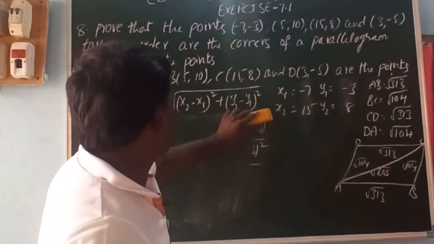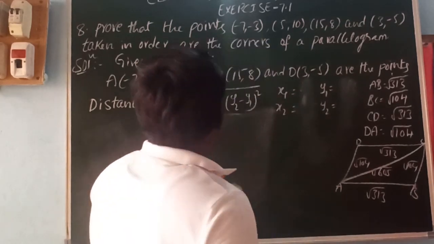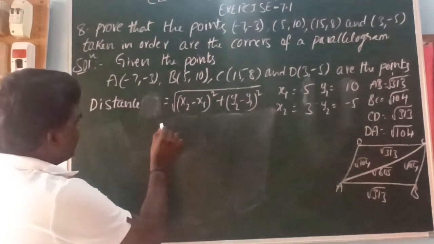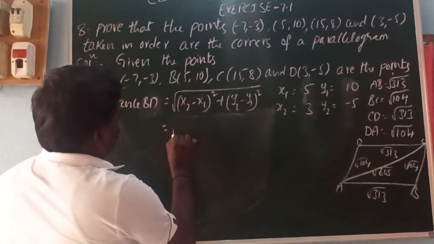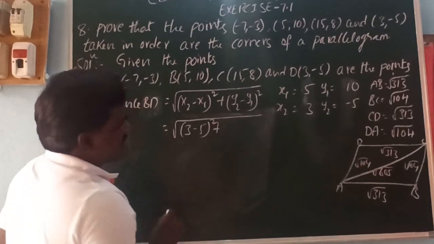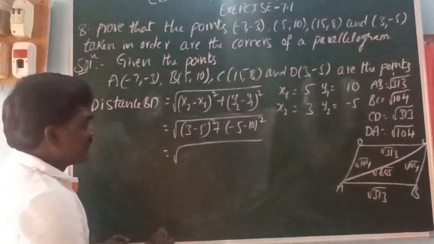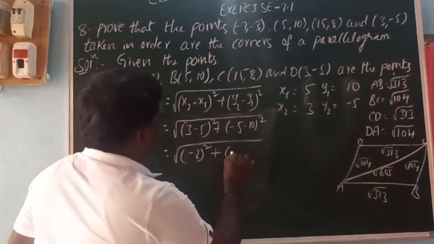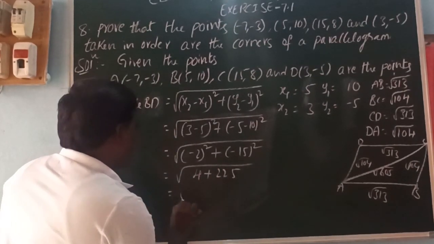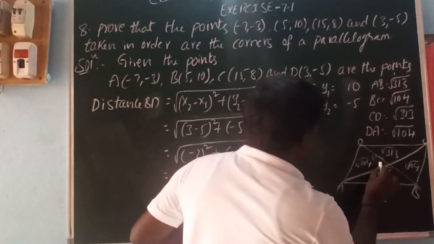B point is (5, 10), D point is (-3, -5). So here BD length is the square root of (x2 minus x1) whole square, (-3 minus 5) whole square, plus (y2 minus y1), (-5 minus 10) whole square. So that is (-3 minus 5, that is -8) whole square plus (-5 minus 10, that is -15) whole square. So that is 64 plus 225, that is 289. So the length of the diagonal BD is the square root of 289.